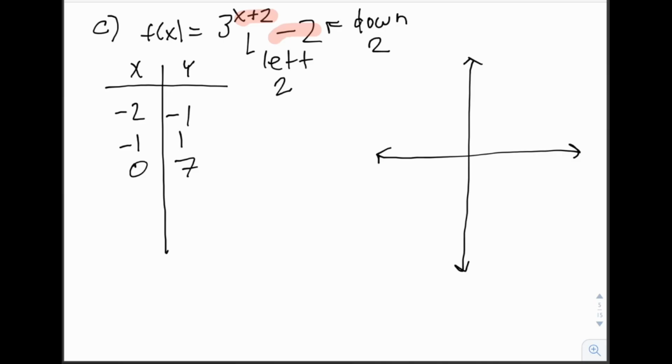So our first point here is at 0 and then positive 7. So 1, 2, 3, 4, 5, 6, 7. We have a point right there. Then we have a point at negative 1, 1. And last we have a point at negative 2, negative 1. So connecting our dots here, we should get a graph that looks like this.